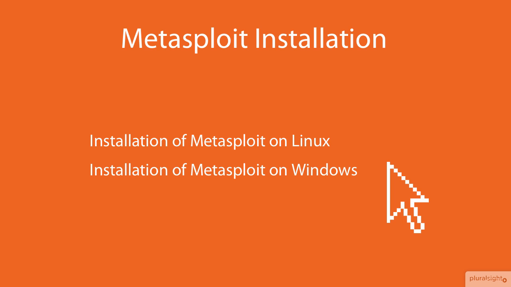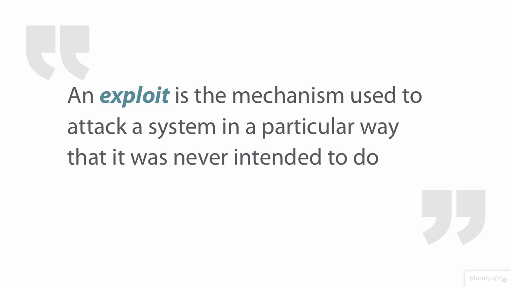So let's move on and let's understand some of the key terminologies that we need to know that will sustain us and help us through the rest of this course. The first one is exploit. An exploit is the mechanism used to attack a system in a particular way that it was never intended to do. And this is key.